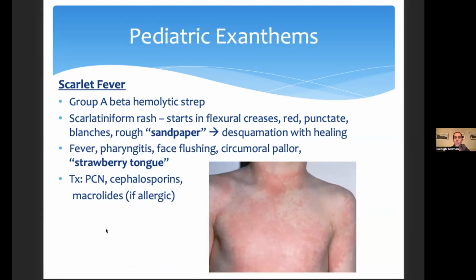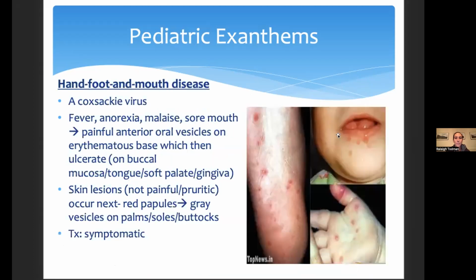So this rash starts in the flexural creases, and it'll be red and punctate and blanches and is rough like sandpaper, which is a common term for the rash of scarlet fever. And then there's some desquamation with healing, and that's how the rash evolves. This is associated with pharyngitis, fever, circumoral pallor, and another strawberry tongue. And this is treated with penicillin or cephalosporins, and macrolides if there's an allergy.